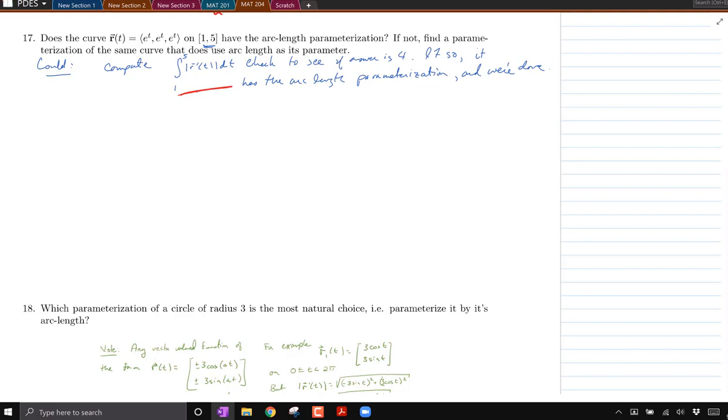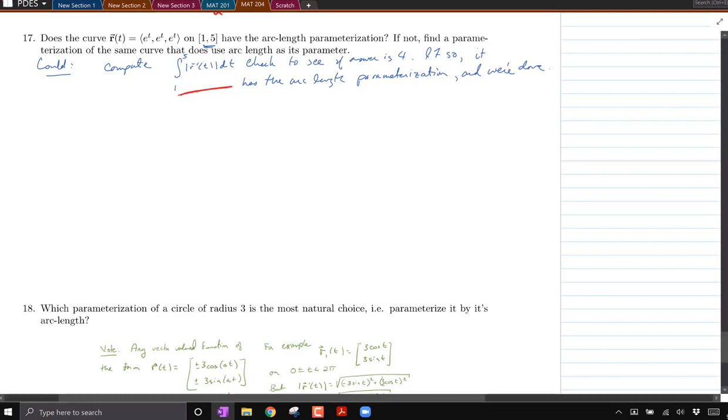But is there a quicker way, that's kind of a pun, quicker way to see whether or not this has the arc length parameterization? Rather than completely computing this integral, what could we do? Can you just scroll up to 16 for just 1 second? Yeah. Thank you.